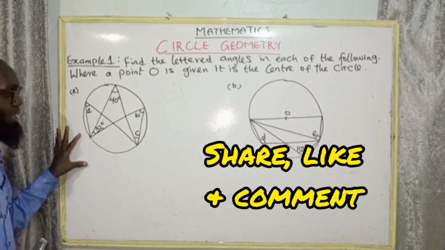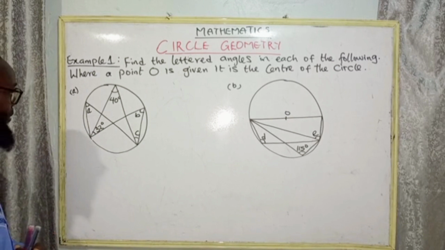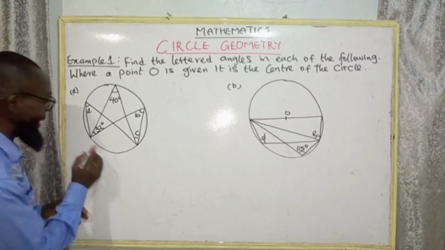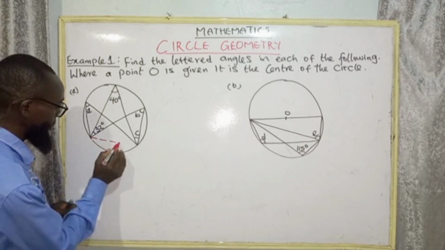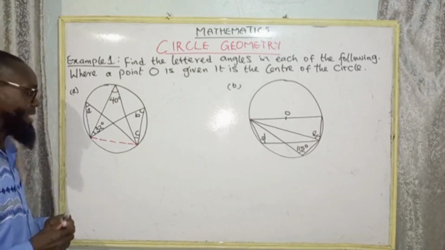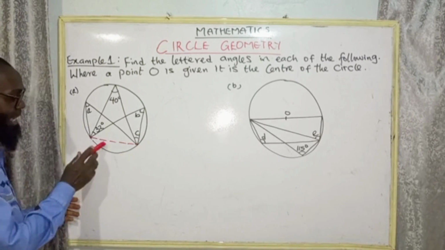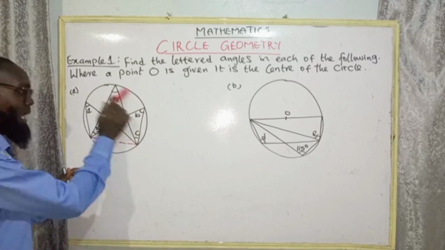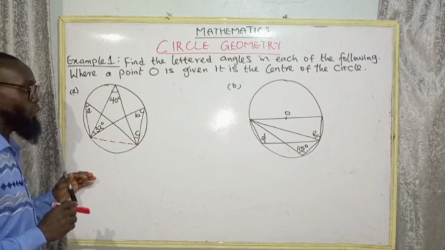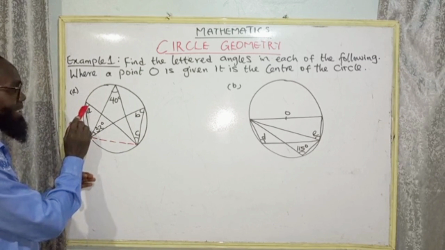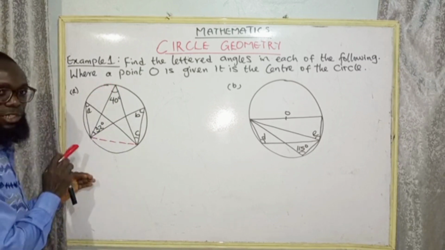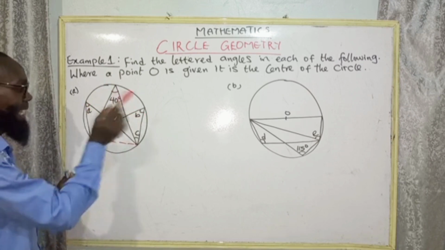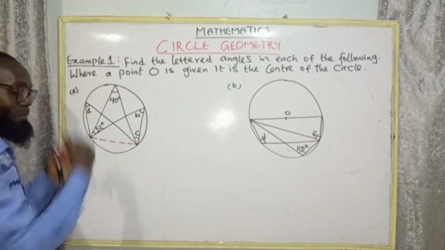Now, for this A, when we look at this diagram very well, if I introduce a line here, you can see that this line is separating this circle into the minor segment and the major segment. So which means that angle A is in the same segment with angle 40 degrees. Angle 40 degrees is in this segment with angle B. That is, A and B, they are in the same segment, which is the major segment.